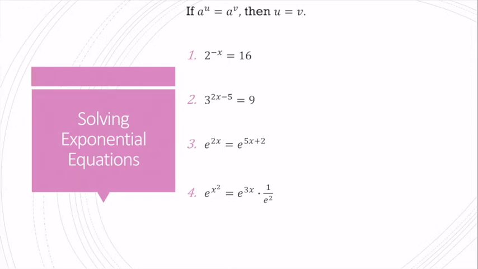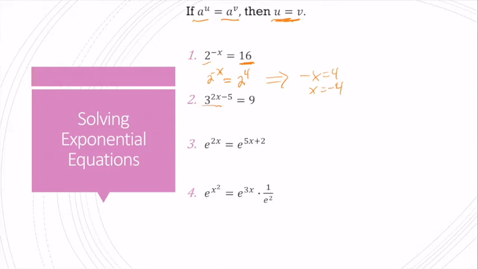When we're solving exponential equations, if I have the same base raised to 2 different powers, we can set those equal to each other. So if I have a to the u equals a to the v, then u equals v. So if I have 2 to the negative x equals 16, the problem is that both of these don't have the same base. So I'm going to have to rewrite 16 to have a base 2. That'd be 2 to the 4th. So I have that negative x equals 4. That gives me x equals negative 4.